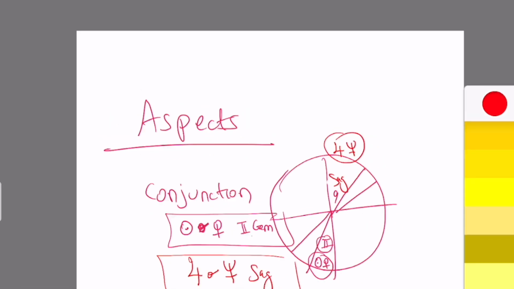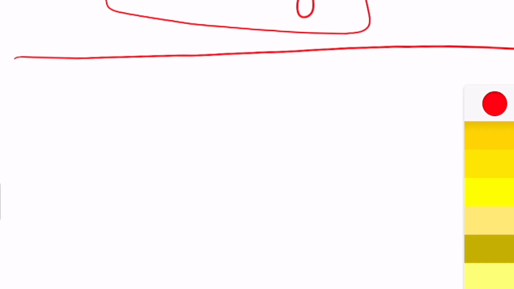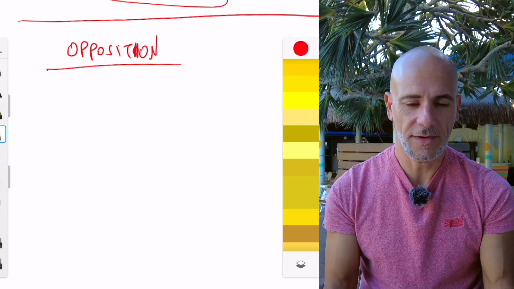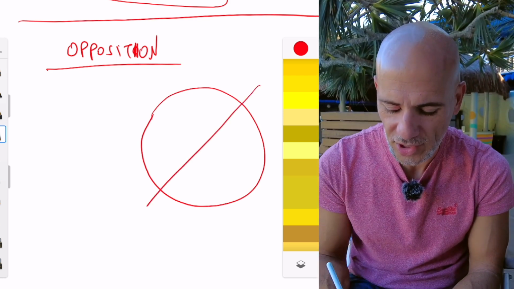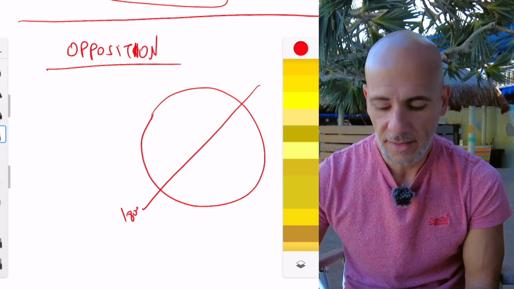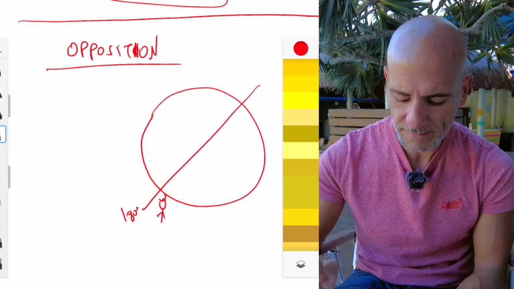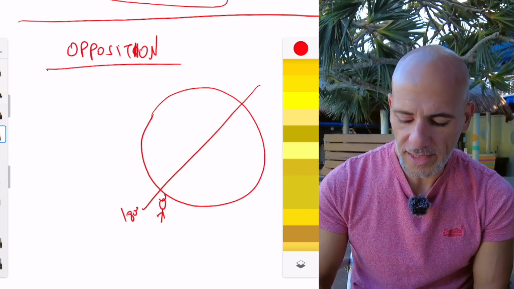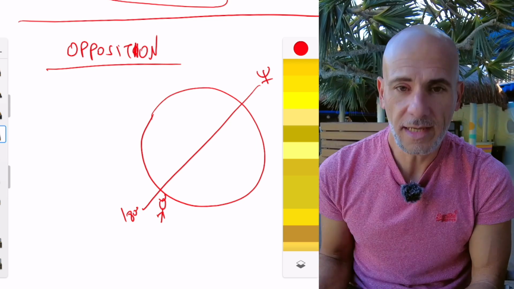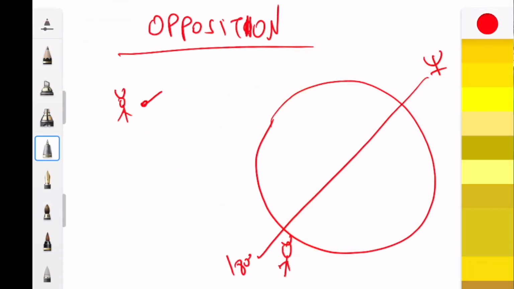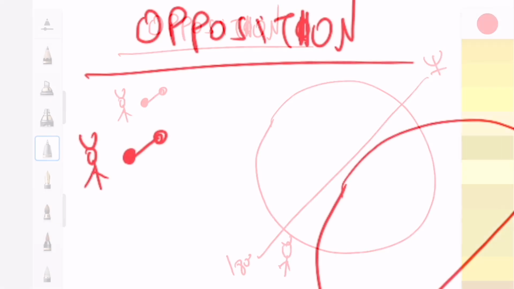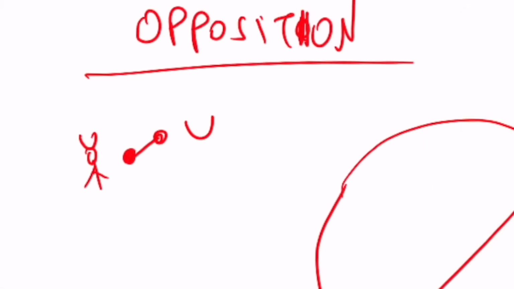Another way of interaction, we have a relationship that's called opposition. Of course, this is very obvious: we are seeing two planets opposing each other and creating a relationship of 180 degrees. For example, here is Mercury, and it's opposing Neptune. So we will write that Mercury is opposing Neptune. This is the way that we are going to draw opposition.